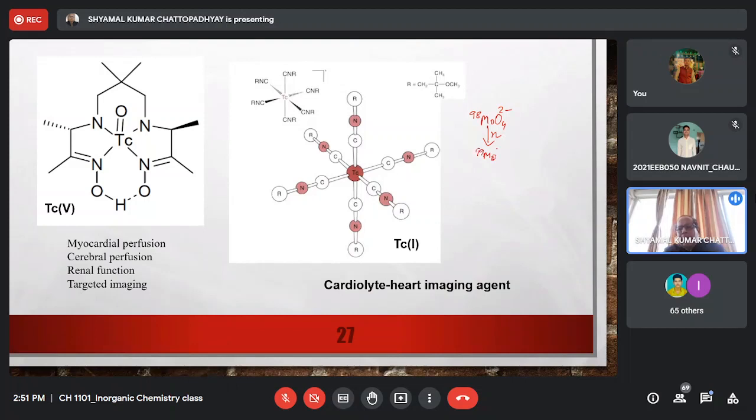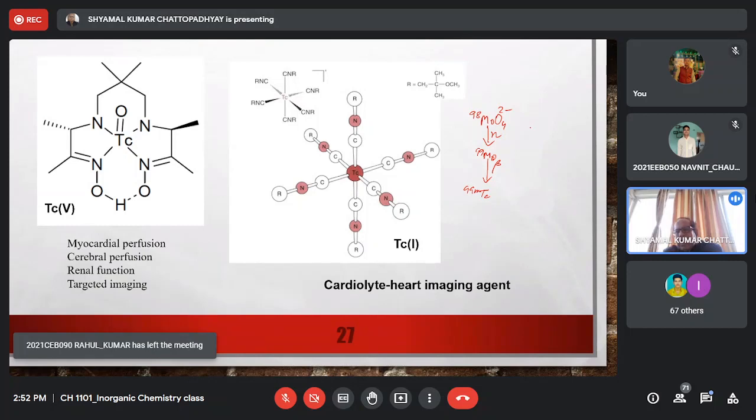molybdenum-99. I am not writing the oxygen, etc. So molybdenum will be converted to molybdenum-99. Now this molybdenum-99 emits a beta; it is a beta emitter. When it emits beta, it forms technetium-99m. Now what do you mean by technetium-99m?